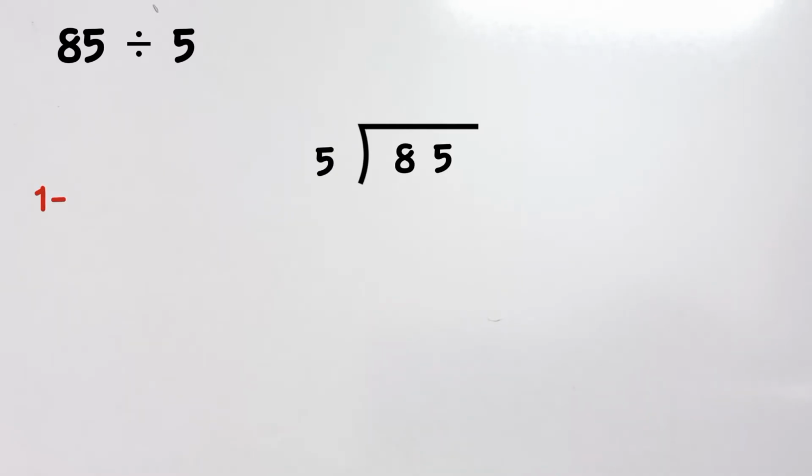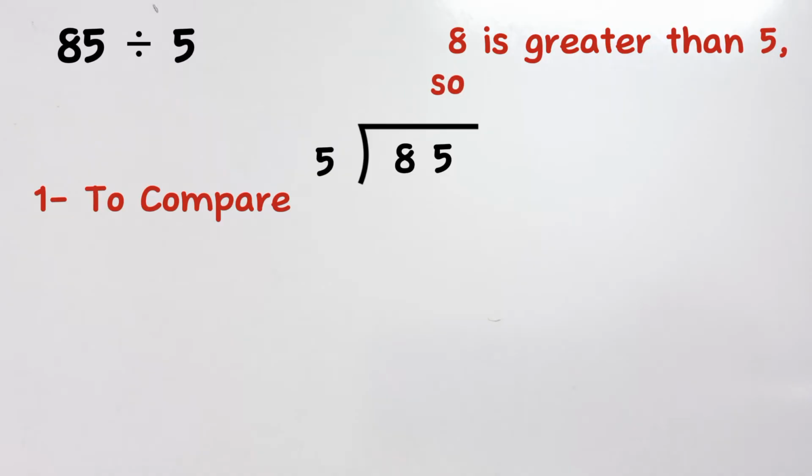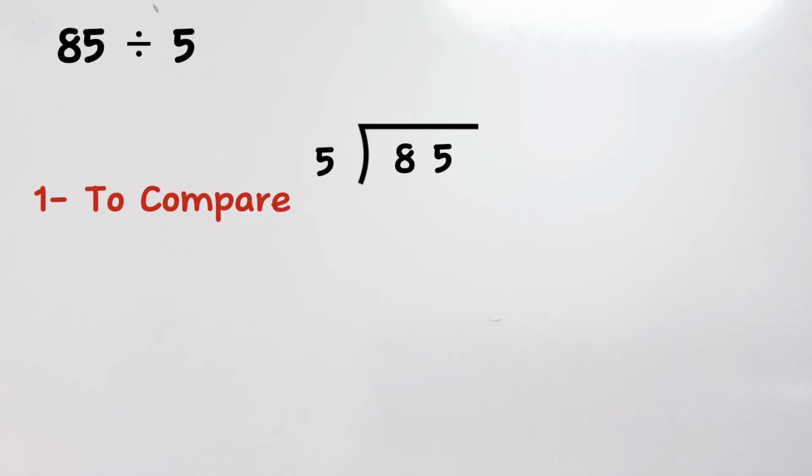Now, the first step is to compare the left digit of the dividend, which is 8, with the divisor 5. The left digit of the dividend should be equal to or greater than the divisor. 8 is greater than 5, so we can divide it by 5. Now, the next step is to divide.